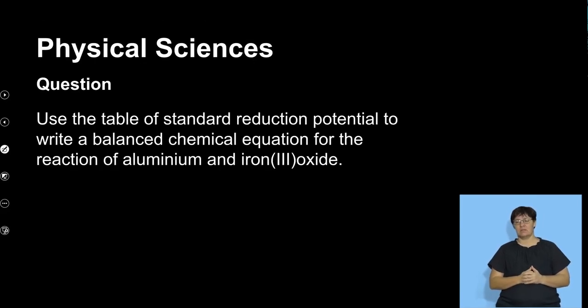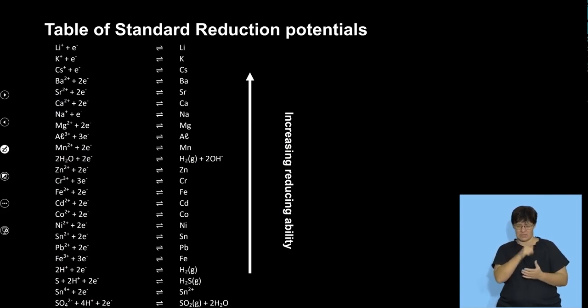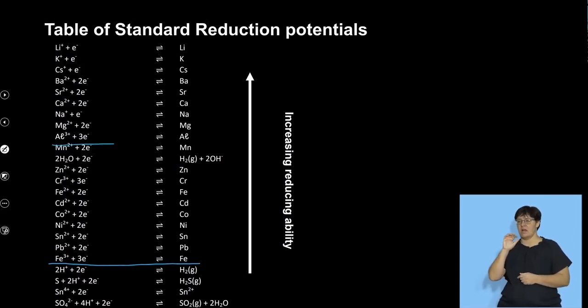Okay, now we want to make use of this table of standard reduction potentials to write balanced chemical equations for the reaction between aluminium and iron(III) oxide, right? So we will make use of the table. Now, this is the table. The substances that we are interested in are iron(III), and so this is our iron(III), as well as our aluminium. There is our aluminium.